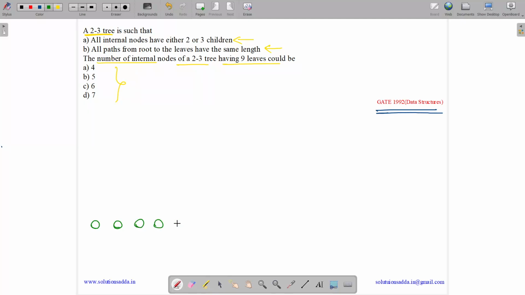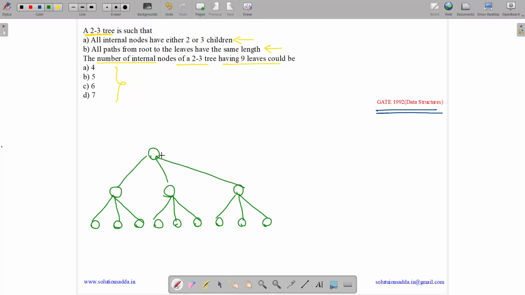So we have been given that we have 9 leaves: 1, 2, 3, 4, 5, 6, 7, 8, 9. So each internal node can either have 2 or 3 children. Let us first see if each internal node has 3 children. So we need 3 nodes for this, and then we need a node for this. So how many internal nodes do we have? 1, 2, 3, 4. So the answer is 4.